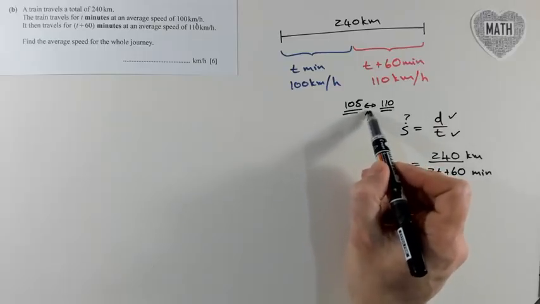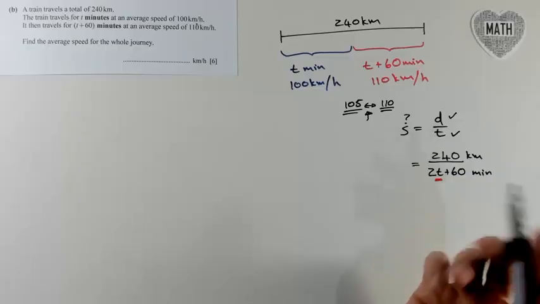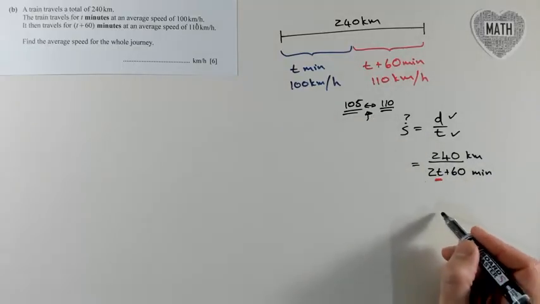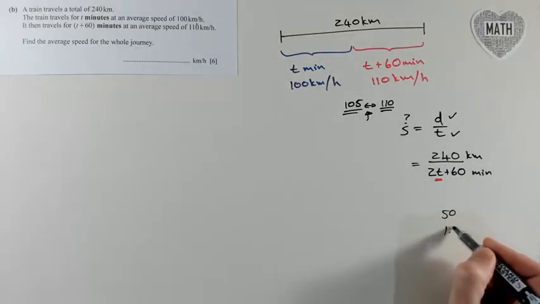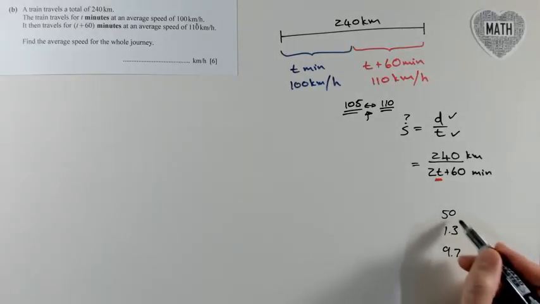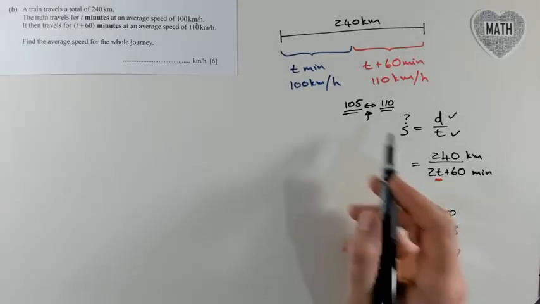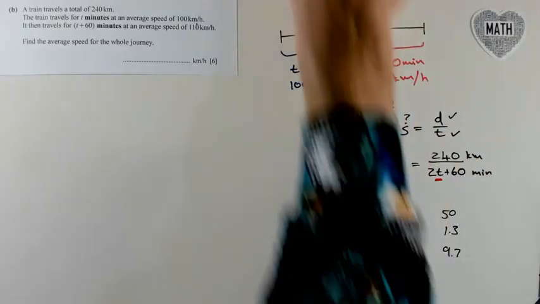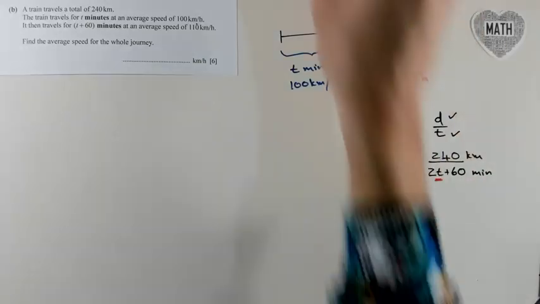This is obviously not important for the question, but as an estimate, if I work something out and I get something like 50 or 1.3 or 9.7, it should be red lights because that can't be my answer. My answer has to be between 105 and 110. I'm just guessing that at the moment and we'll see what happens a bit later.